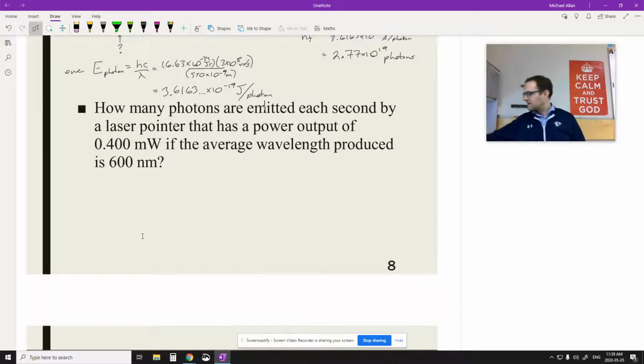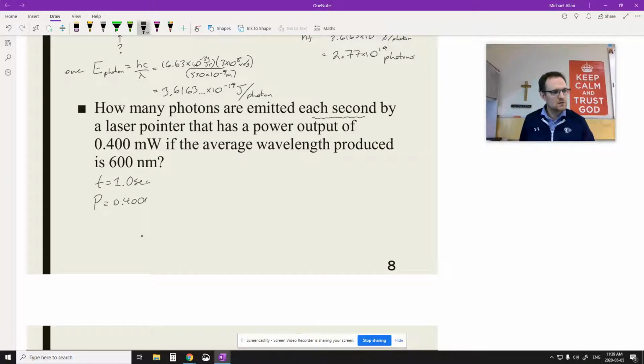All right. How many photons are coming out of that laser pointer every second? It says here for each second. Sometimes I mention maybe 10 seconds or a minute or an hour or something. In this case, I just went for 1 second. So right now I have my time being 1 second. We have power here. So this is capital P, 0.400 times 10 to the negative 3 watts. I'm just going to change it to regular watts there.